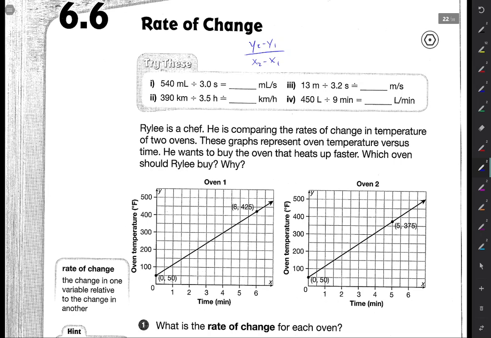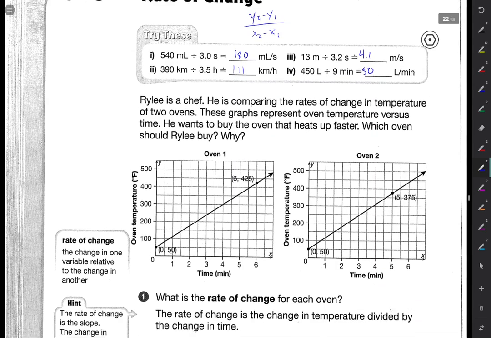So for try these questions, just fill in these answers by plugging them in your calculator. So I put the answers here for you, and now let's just get into the questions.